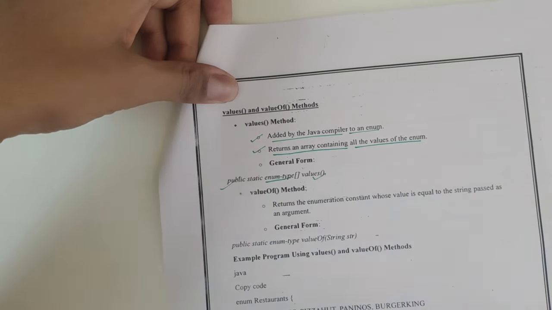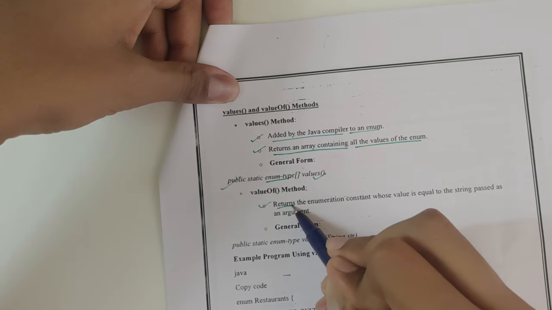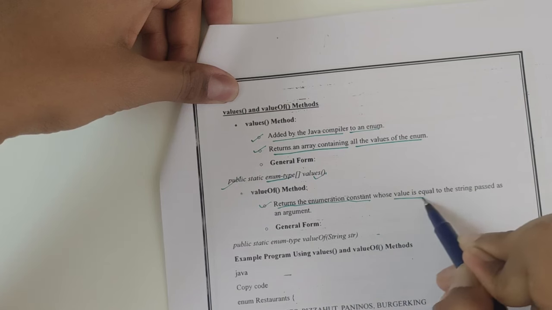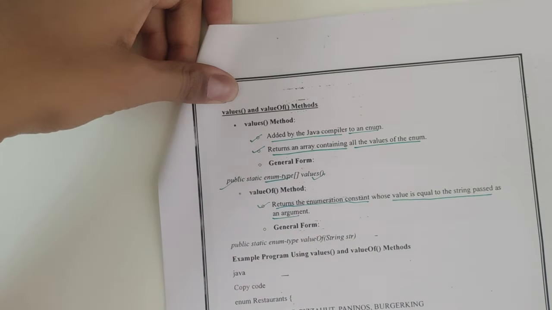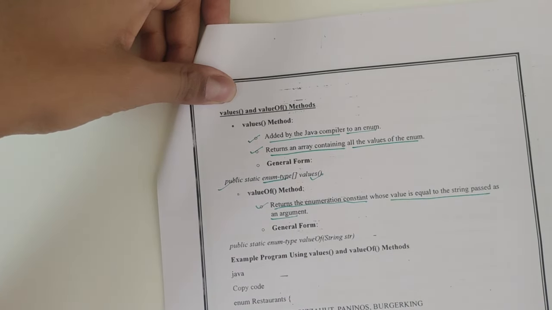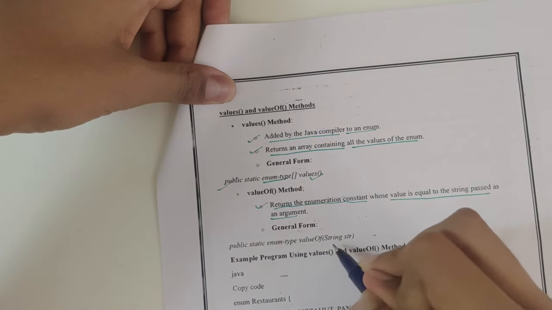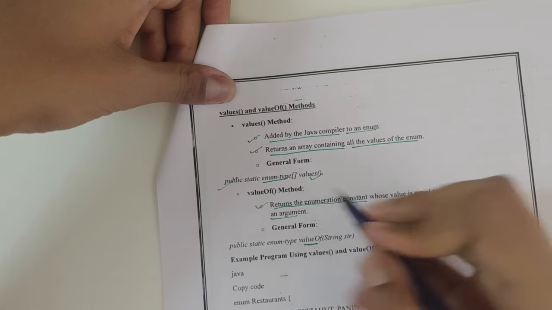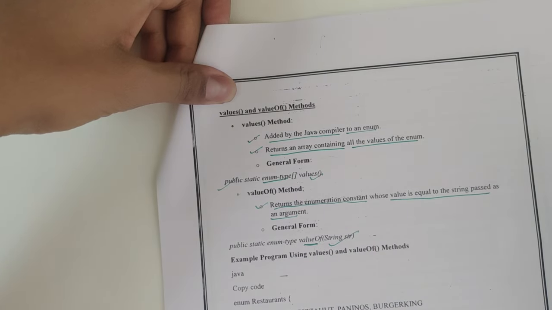Now what is the valueOf method? The valueOf method returns the enumeration constant whose value is equal to the string passed as an argument. So what is the general form of that? Public static enum-type valueOf. We just have to use the valueOf method instead of values, and we have to pass the string as well.